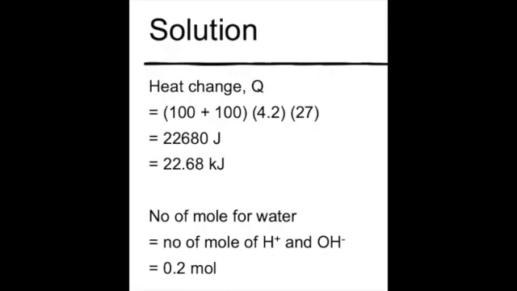The next step students should do is to calculate the heat change. Formula-wise, Q equals mc theta. The m here will be the total volume of the solution, which is 100 ml from the acid and another 100 ml from the alkali solution. After we multiply, we will get 22.68 kilojoule.